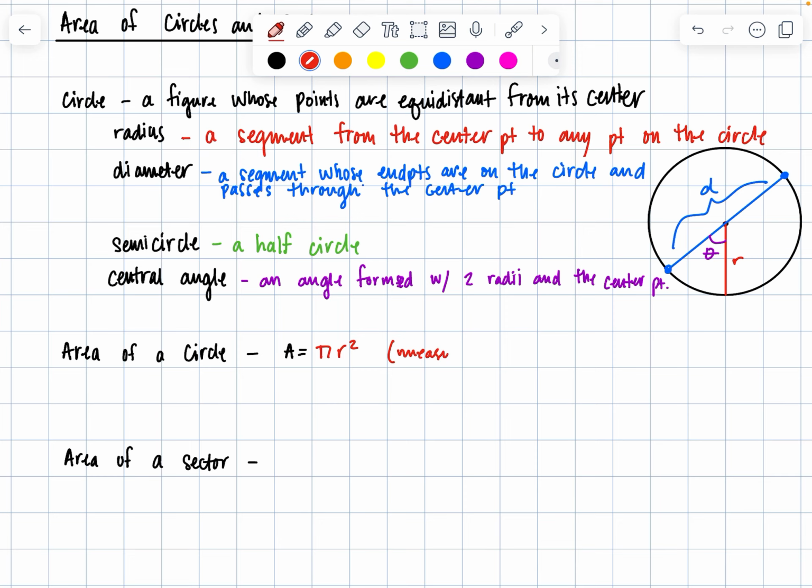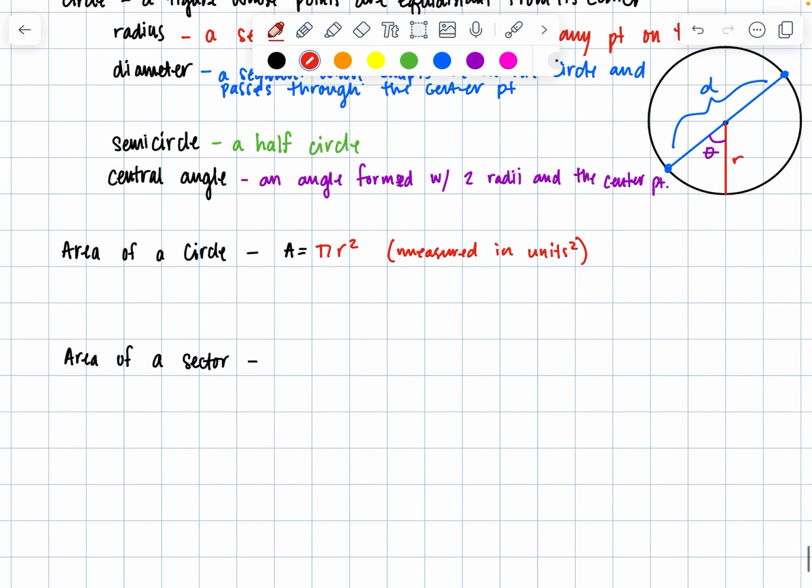This is measured in units squared, depending on what that unit is. Sometimes we leave it in terms of pi, sometimes we don't. You'll see what we mean when we actually get some practice in.